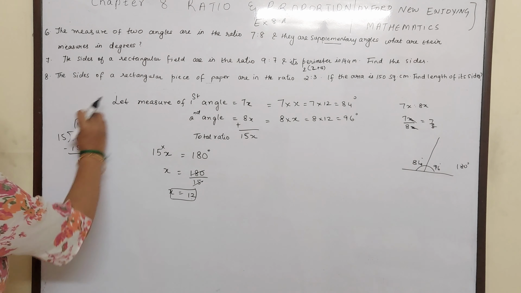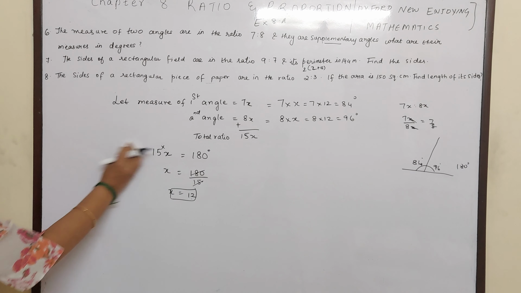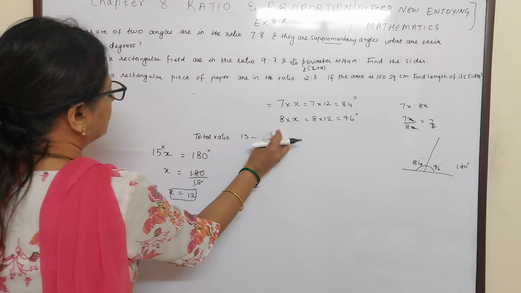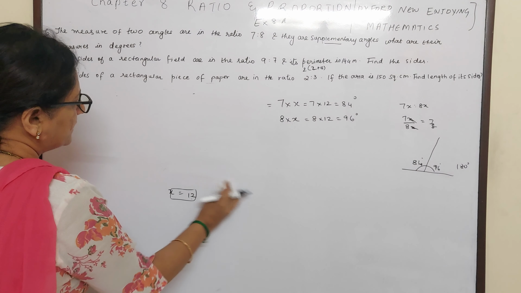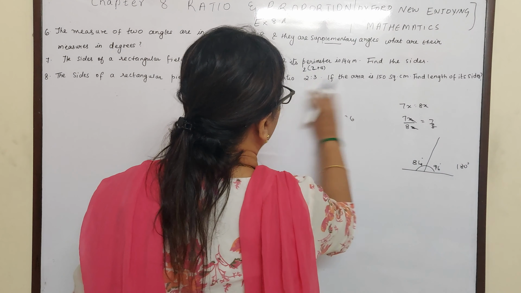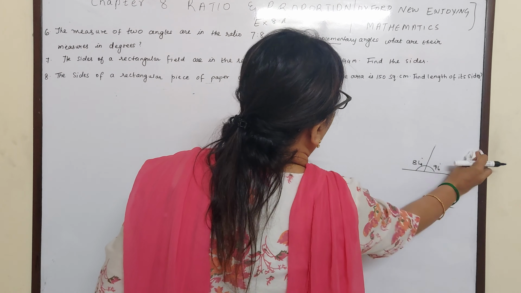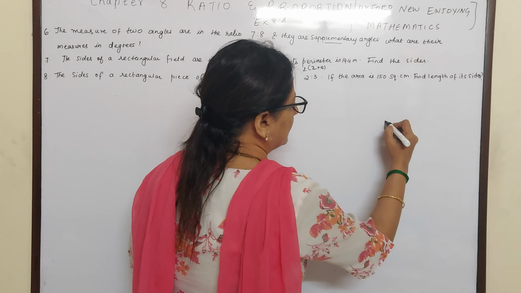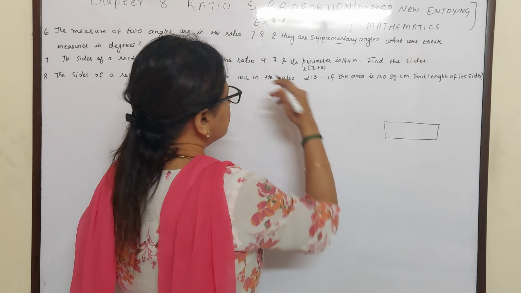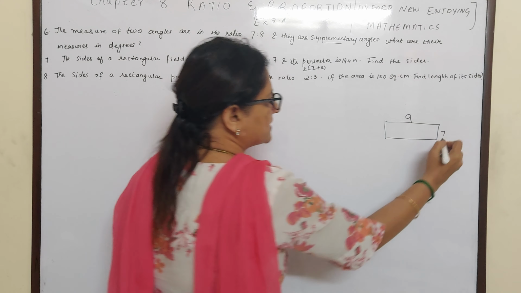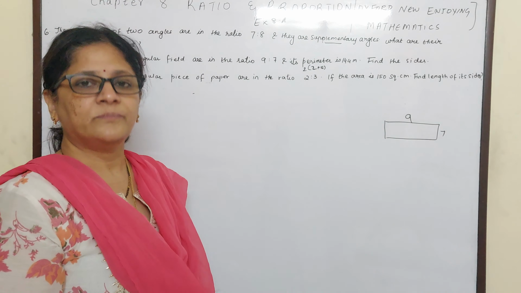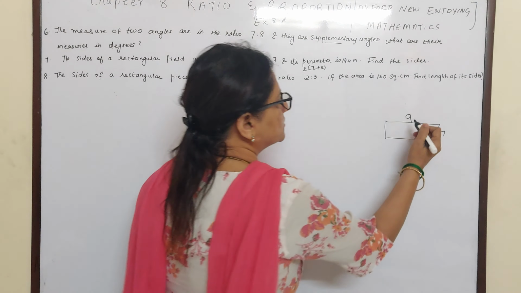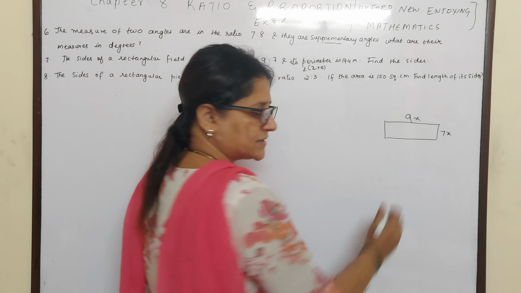The sides of a rectangular field. Now we are going to see a rectangle. The sides of a rectangular field are in the ratio 9 is to 7 and its perimeter is 144 meters. Find the sides. Okay, so it is a rectangle and its sides are in the ratio 9 is to 7. So this is a word problem with a certain ratio, so we will take it in the form of x.